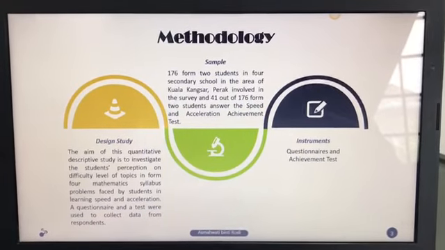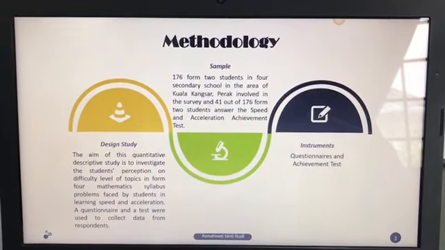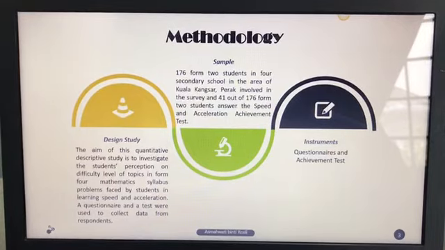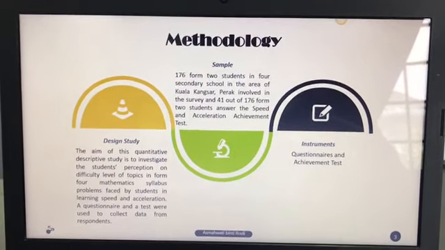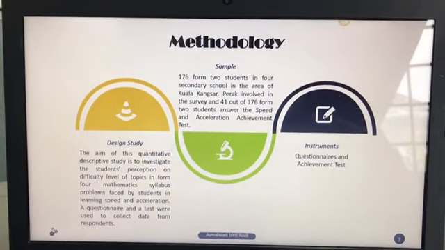This consists of 2 structural questions on speed and acceleration concept based on learning outcome from KSSM published by Curriculum Development Centre, Ministry of Education, Malaysia.